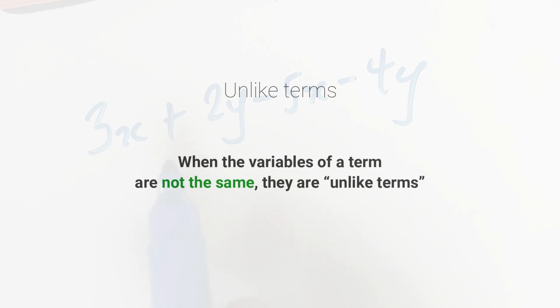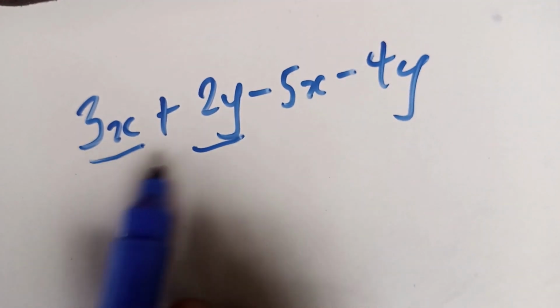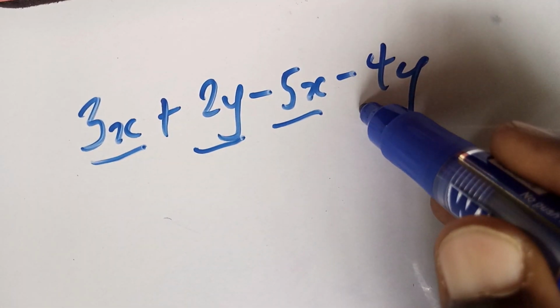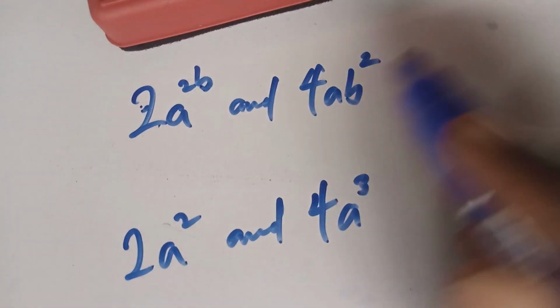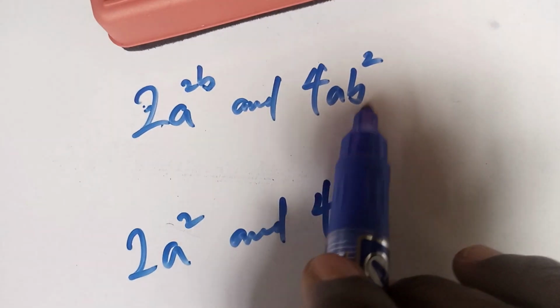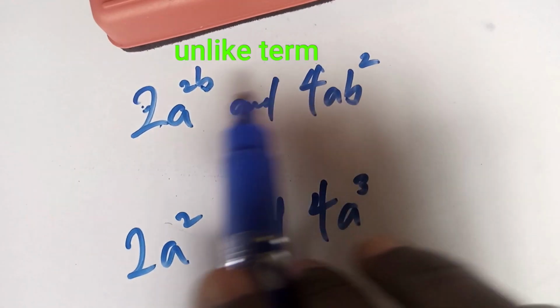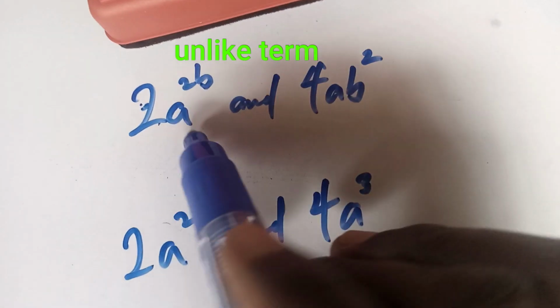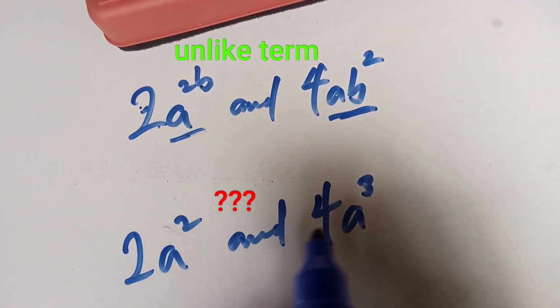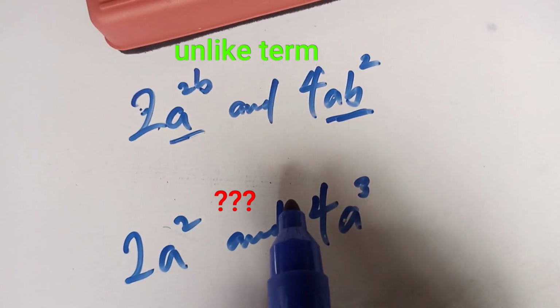When the variables of terms are not the same, they are unlike terms. Like here we have 3x and 2y, they are unlike terms. And we have minus x and minus 4y, they are unlike terms. Now 2a raised to power 2b and 4ab raised to power 2 are unlike terms because their variables are not the same. You understand? Now what of 2a raised to power 2 and 4a raised to power 3? Are they like terms? We'll see in the next lesson.